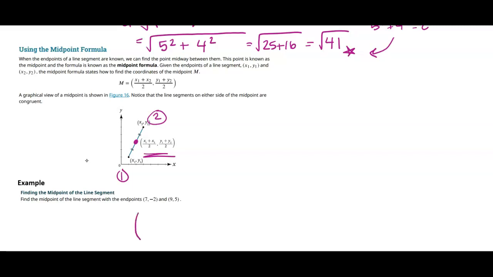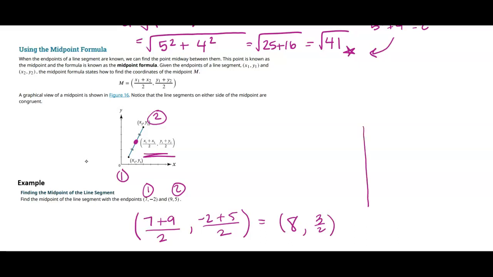So if I need to find the midpoint, this is going to be point 1, this is going to be point 2. I say 7 plus 9 over 2, so finding the average of 7 and 9, and then finding the average of my y's. 16 over 2 gives me 8. 3 over 2, I'm going to leave as a mixed number.